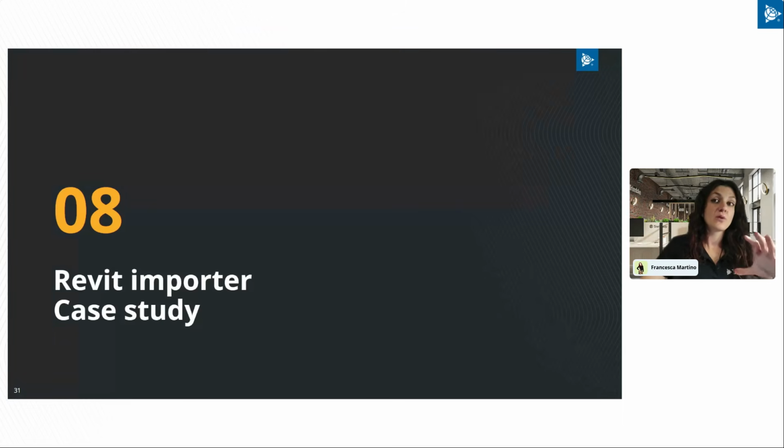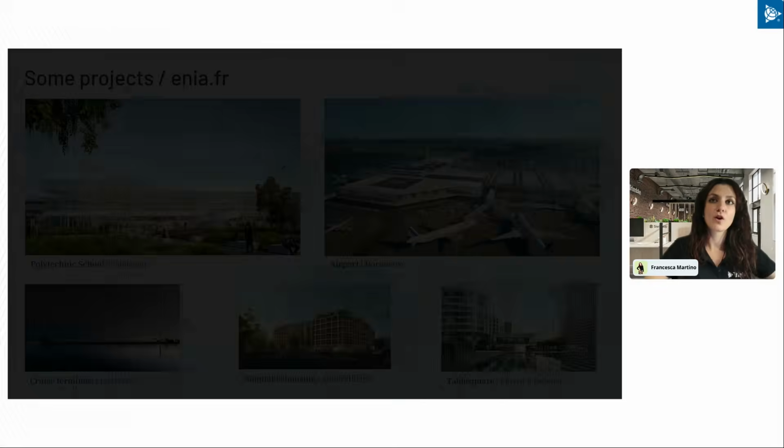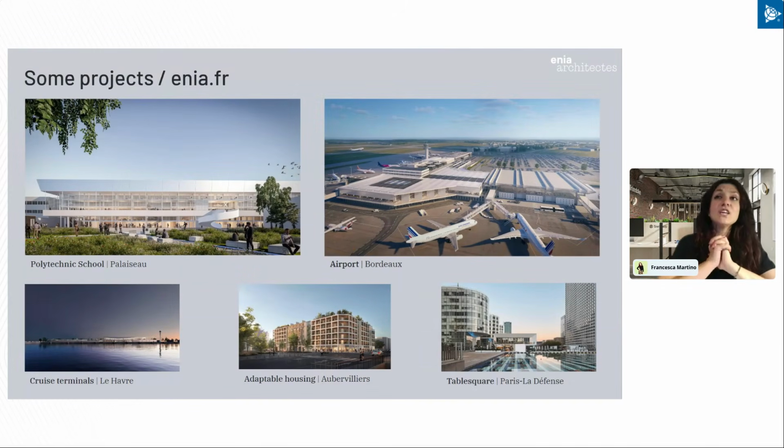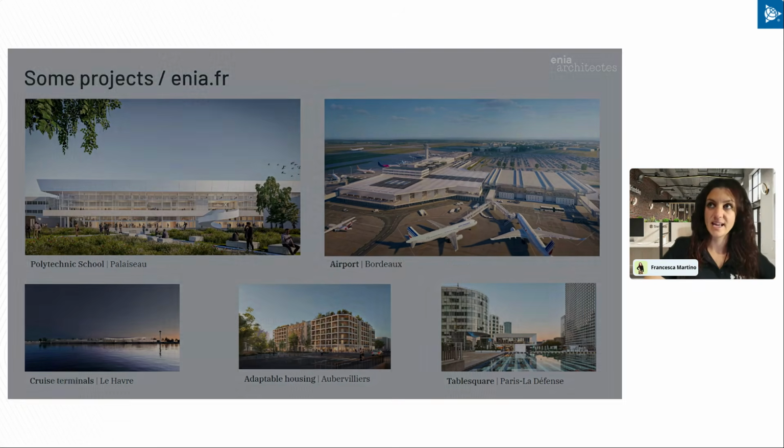Let's finally talk about the case study around the Revit Importer, and see how companies actually use it. In this case, we will be talking about a case study from Enya Architects. Enya Architects is a renowned French multidisciplinary architectural firm that is specialized in innovative and sustainable design solutions. They make a wide range of different projects, as we can see in the slide, including public buildings, commercial spaces, and urban developments. They've got 70 collaborators over two different offices in France and India.